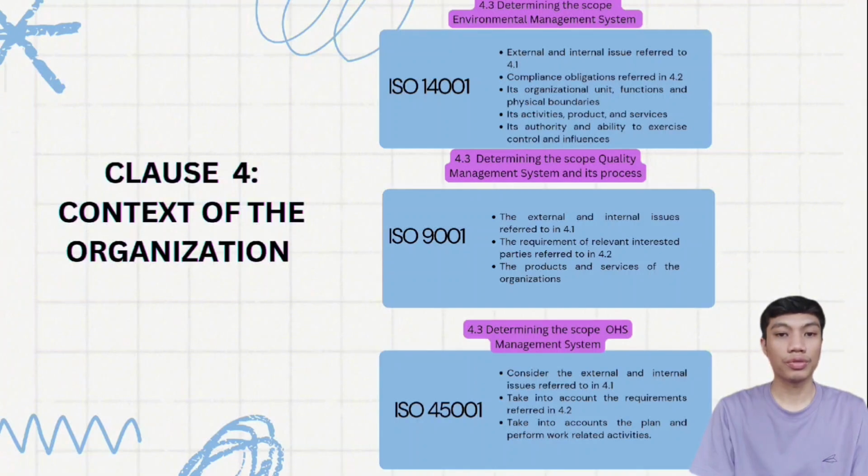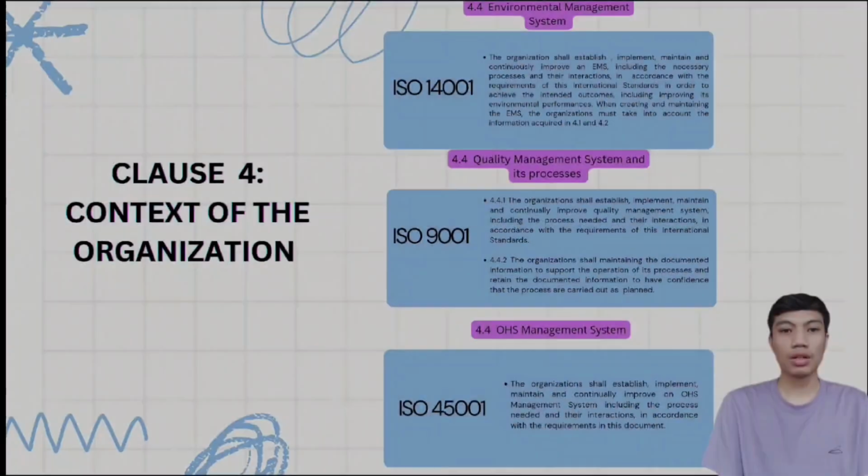For ISO 45001, 4.3, determining the scope of the management system, consider the external and internal issues referred to in 4.1. Take into account the requirements referred to in 4.2. Take into account the planned or performed work-related activities.